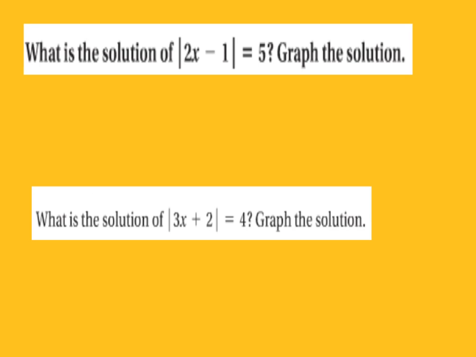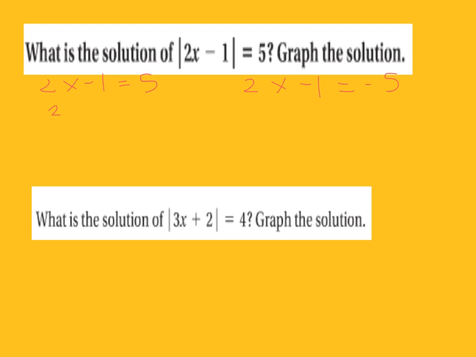Whenever you have an equation with an absolute value sign, you will always have two different answers. In this case, I would have 2x minus 1 is equal to 5. And then I also want to write out what the negative answer might be. So I have to write out two separate equations to solve.